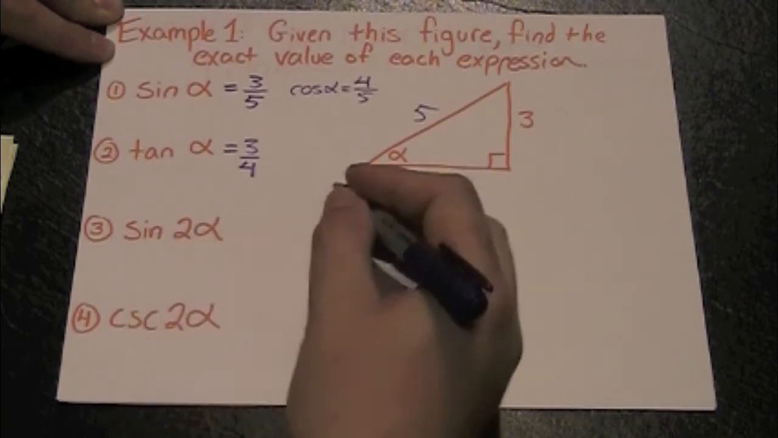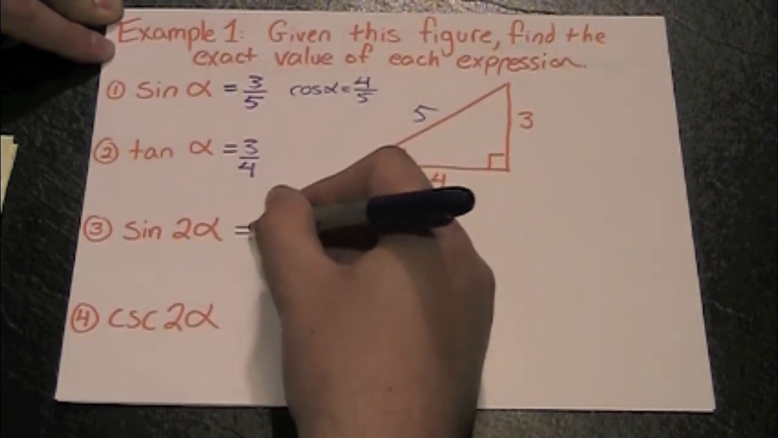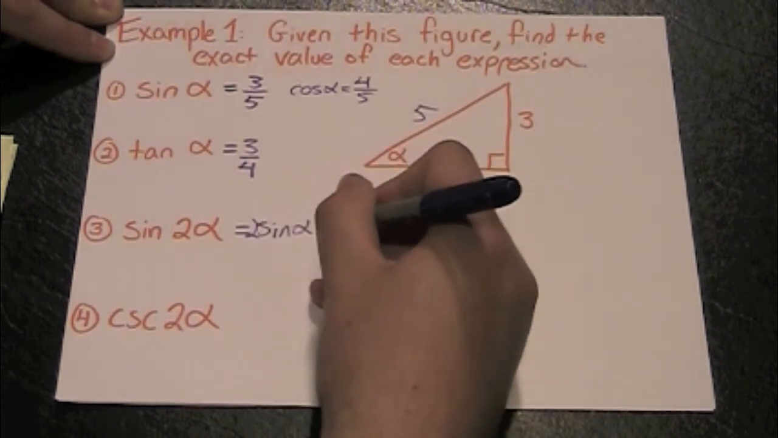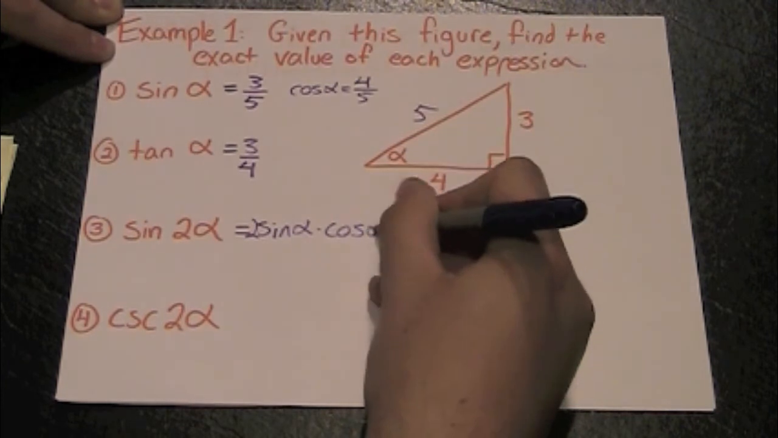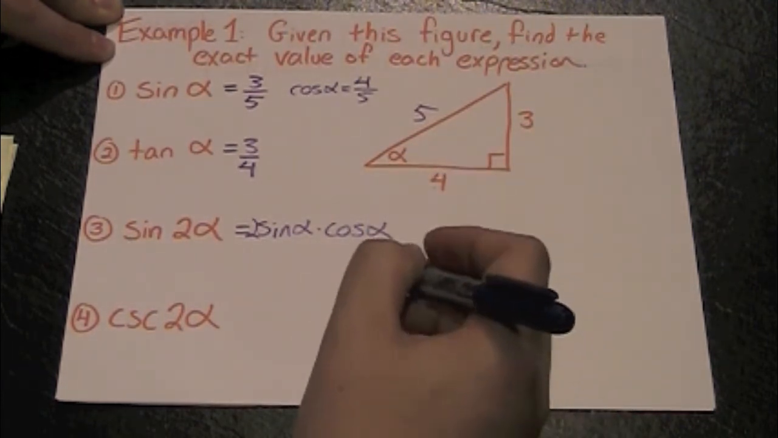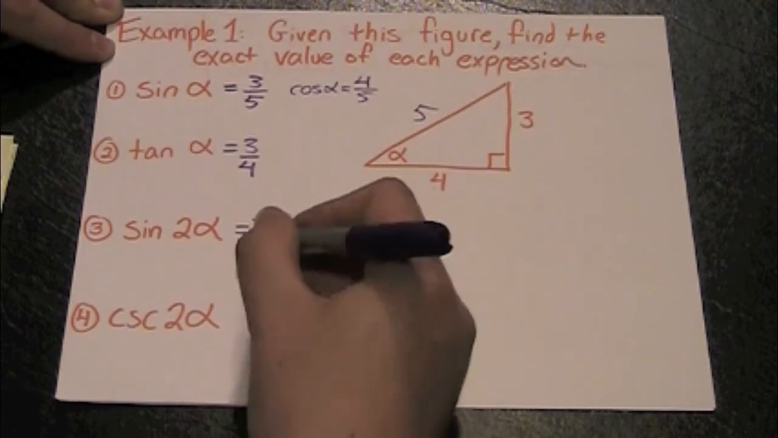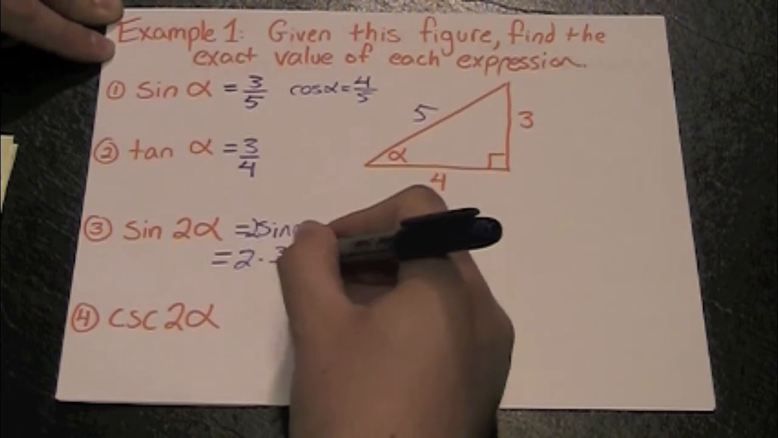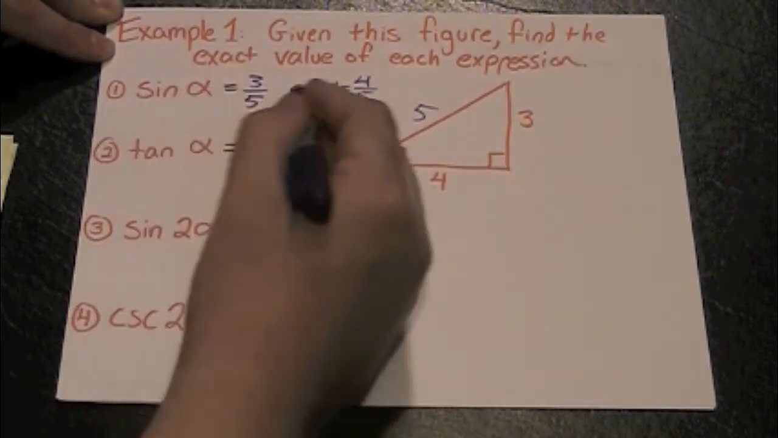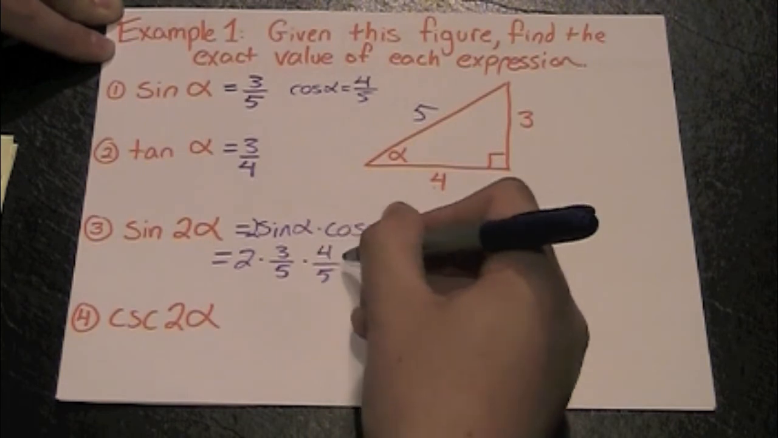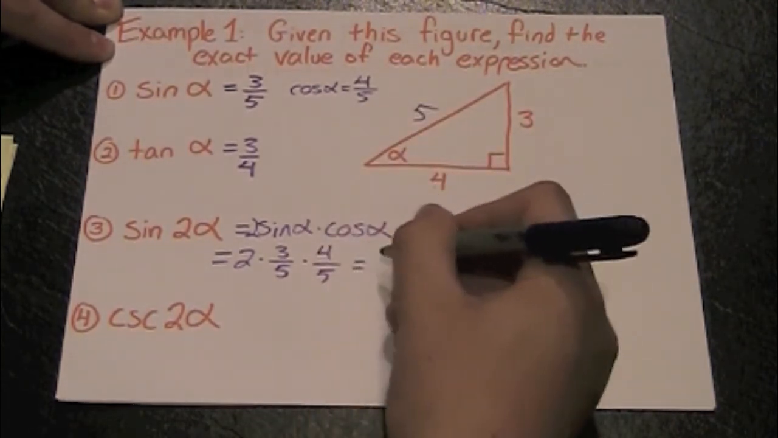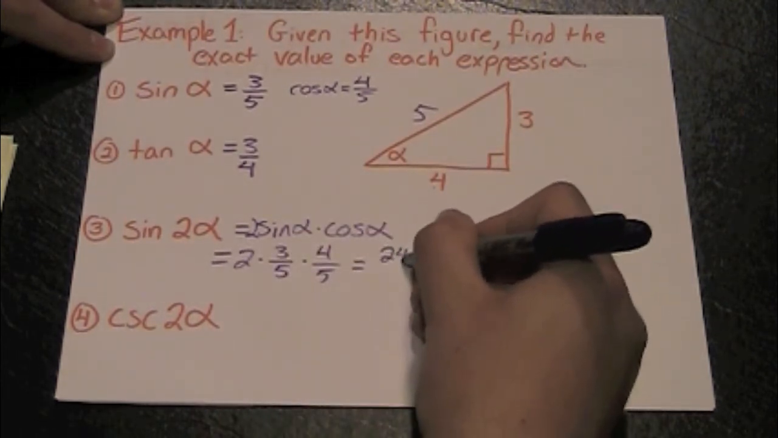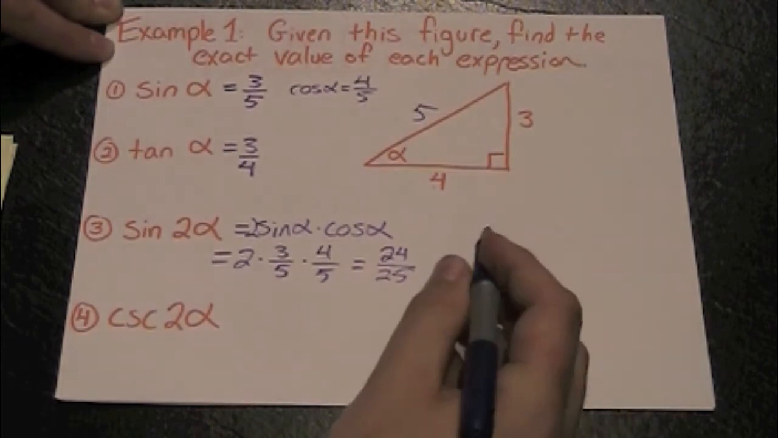Sine of twice an angle. Remember that our sine of a double angle is going to be 2 times sine alpha times cosine alpha. We know both my sine and cosine, so it's going to be 2 times 3 over 5, which is my sine of alpha, and times 4 over 5, which is my cosine of alpha, which equals 2 times 3 is 6, 6 times 4 is 24, 24 over 25.